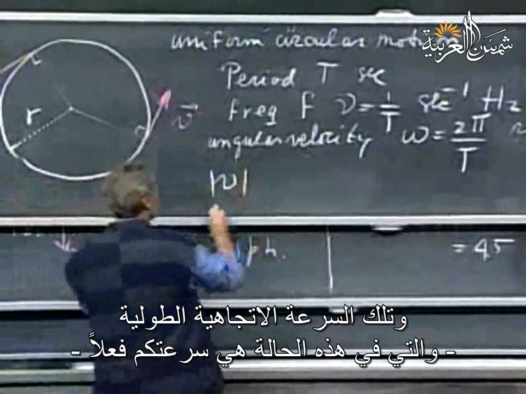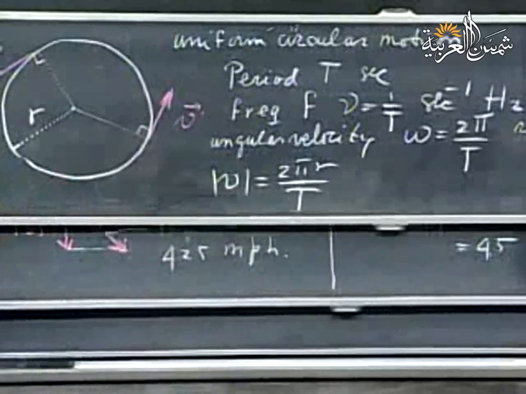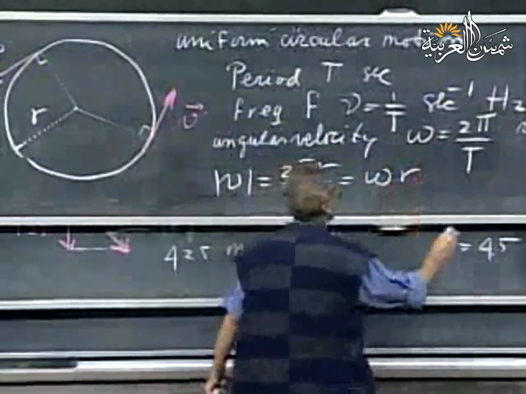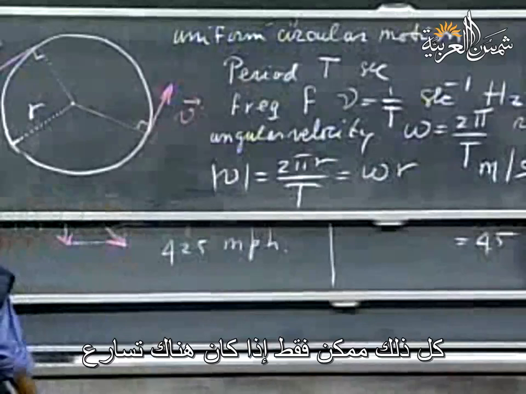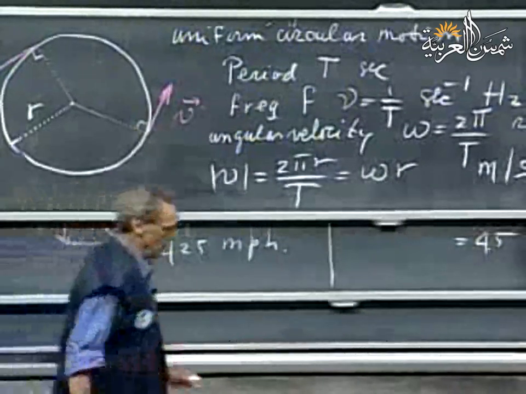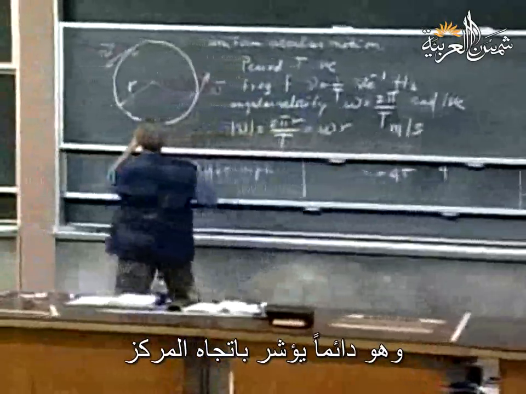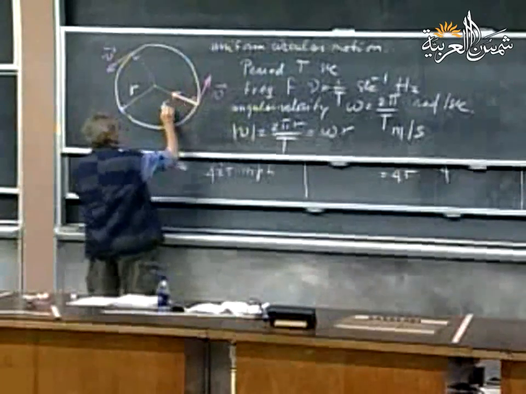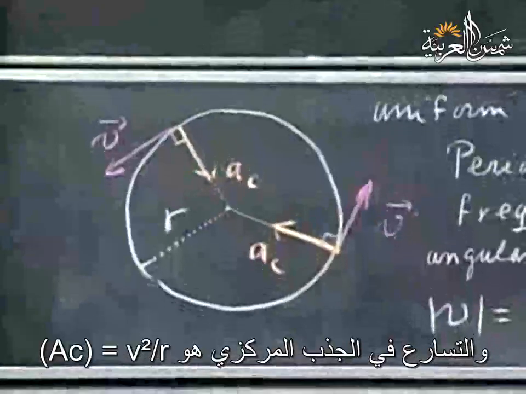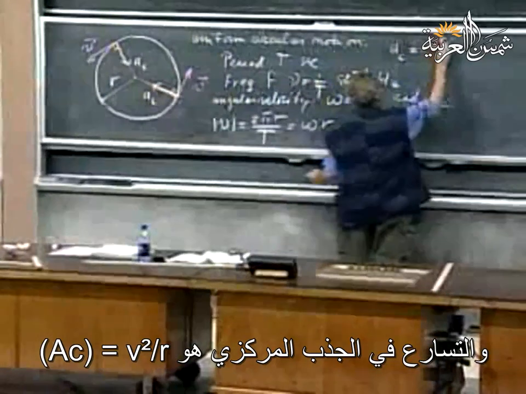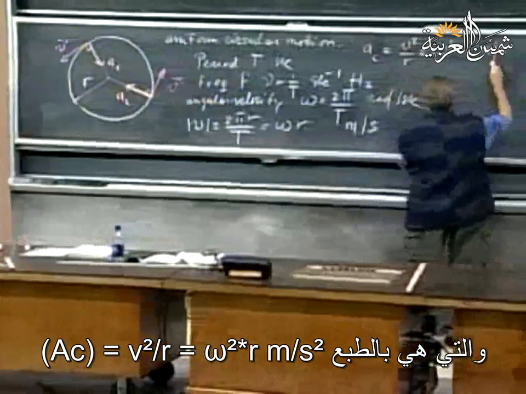So this is a linear velocity, this is an angular velocity. And that linear velocity, which in this case is really a speed, is of course the circumference of the circle divided by how many seconds it takes to go around. And that is also omega r. And that is now in meters per second. All this is only possible if there is an acceleration. And the acceleration is called the centripetal acceleration. It is always pointed towards the center. The centripetal acceleration, the magnitude, is v squared divided by r, which is therefore also omega squared r, and that of course is in meters per second squared.